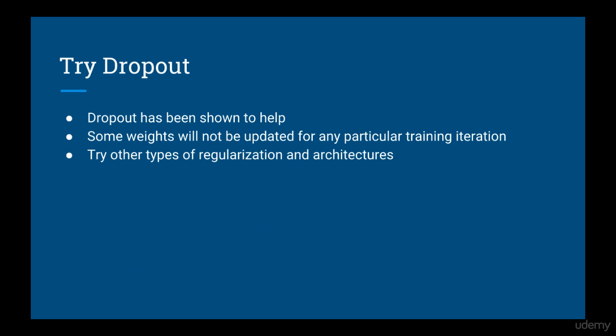One thing you might want to try that I haven't tried is dropout. Dropout regularization may be able to help, since it means some of the weights that connect some of the nodes will randomly not be affected during any particular training iteration. You can also try other types of regularization and different architectures as well.